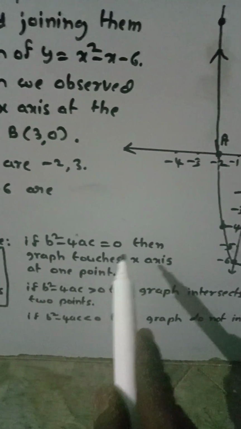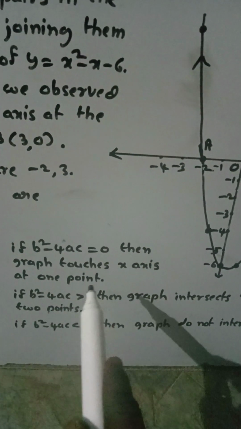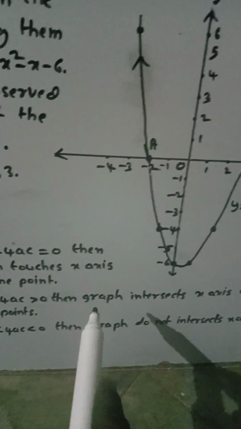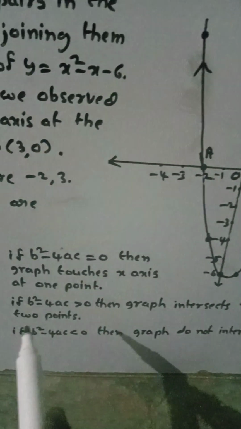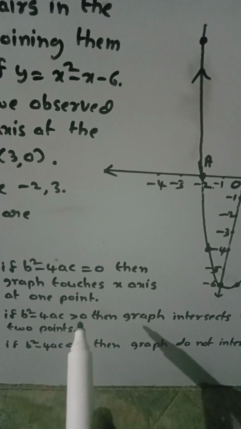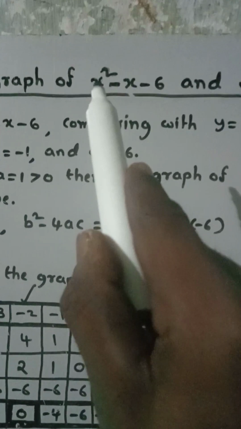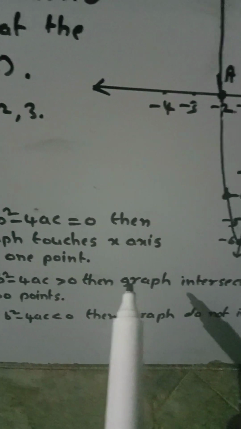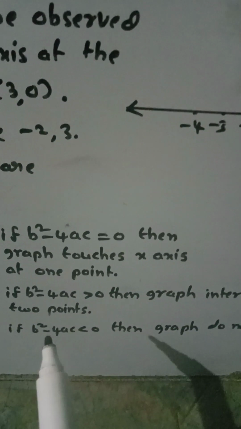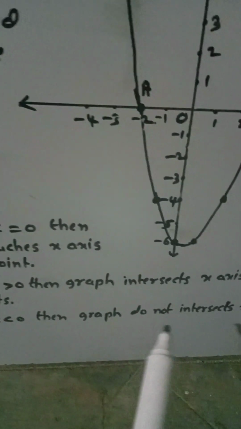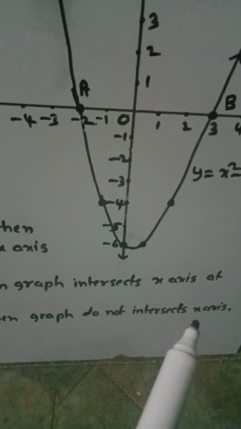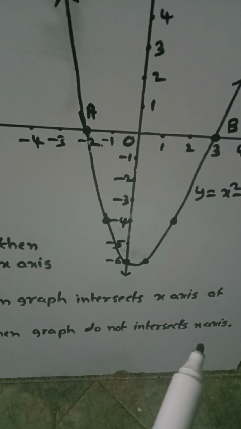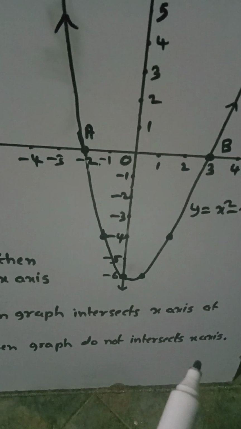So I have written here: if b square minus 4ac equals 0, then the graph touches the x-axis at 1 point. If b square minus 4ac is greater than 0, then the graph intersects the x-axis at 2 points. We faced this type of graph in the example x square minus x minus 6, which intersects the x-axis at 2 points. In case b square minus 4ac is less than 0, then the graph does not intersect the x-axis. In this case you need to write that the quadratic polynomial does not have any real zeros.